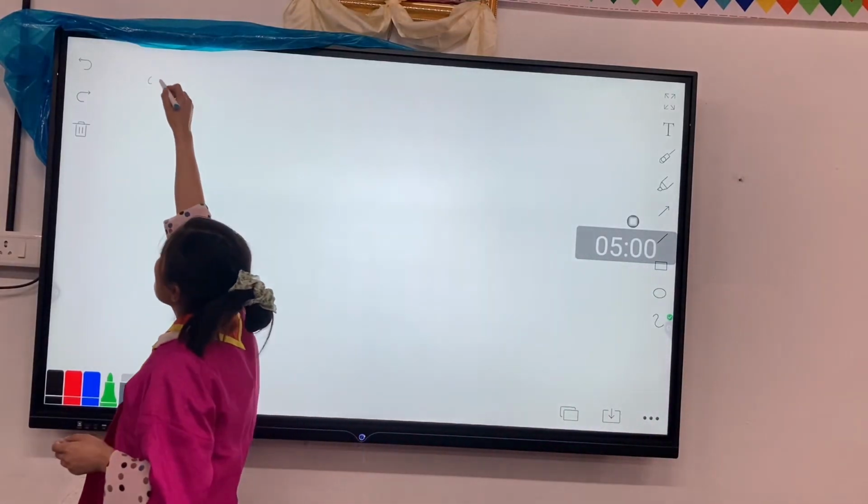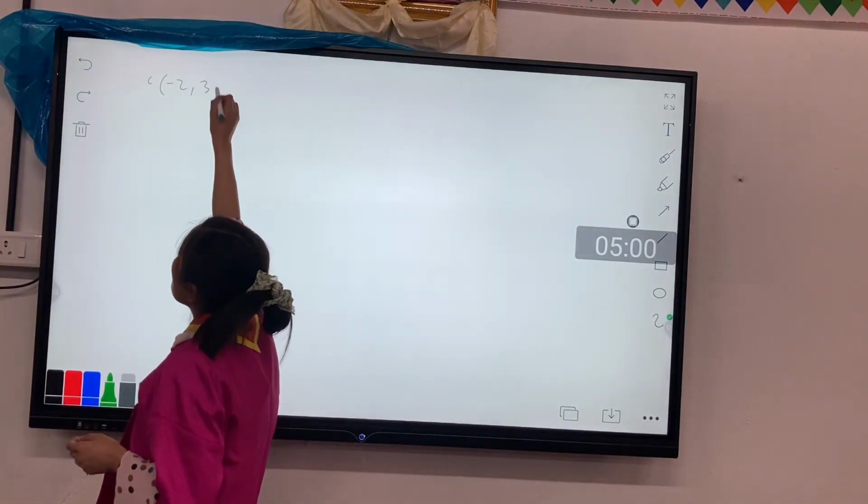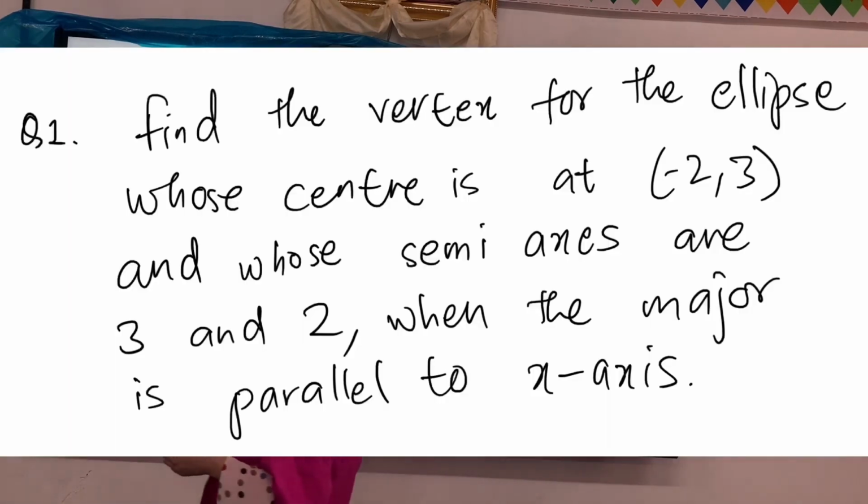given. What is the center? Negative 2, comma 3. Right?